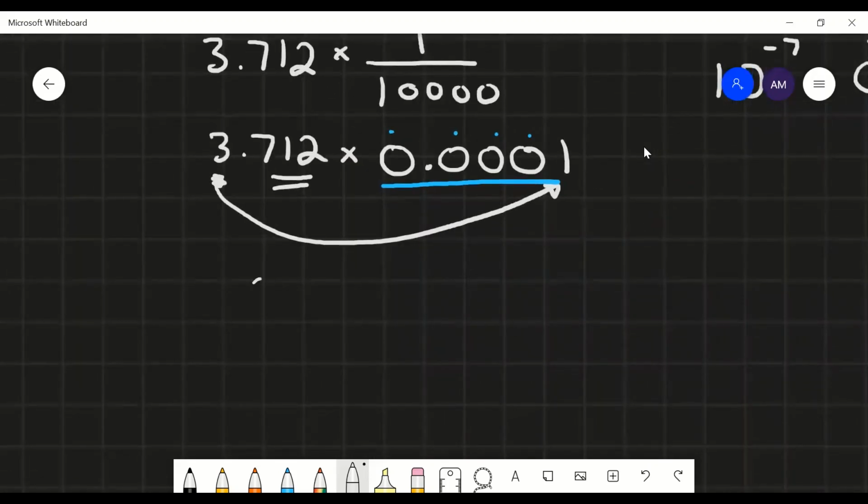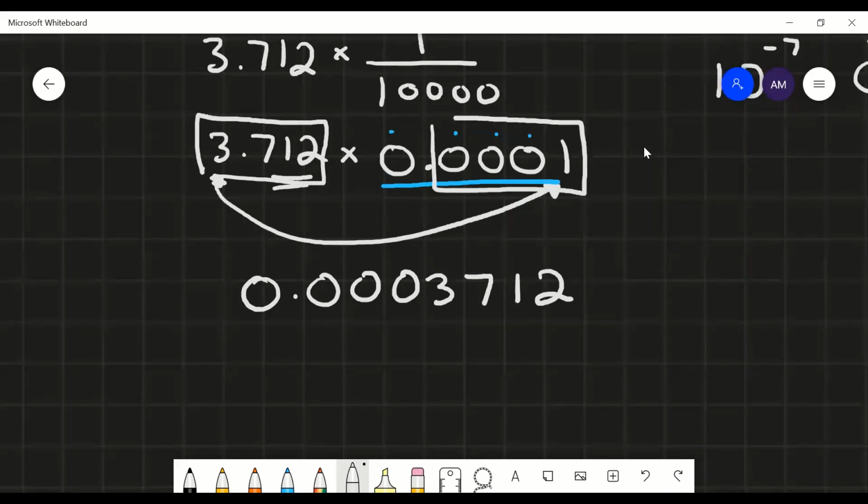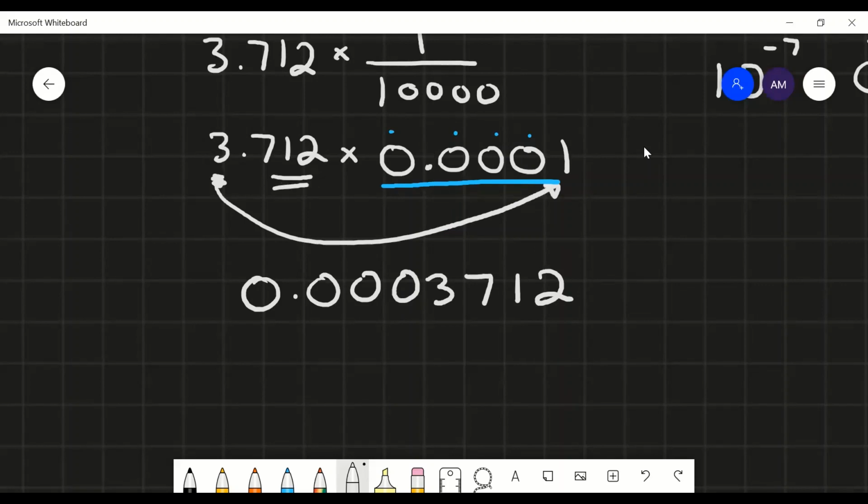So this becomes 0.00037112. Now, sometimes I see people trying to fit this number in here like this. So they start pushing it to the left, but that would be incorrect. You actually just start at the 1 and then you start writing to the right. You introduce more numbers if necessary. So this would be our final answer.